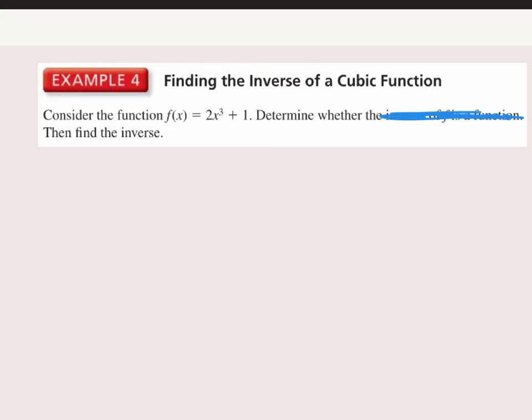So we flip our x and y. So x is equal to 2y cubed plus 1. What should we do first? Subtract 1 on both sides. So x minus 1 is equal to 2y cubed.